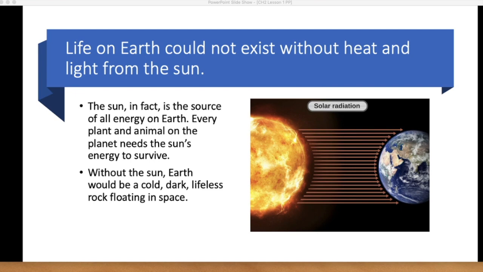I like this graphic here. It shows solar radiation. Solar radiation just means that this is the heat that is radiated by the sun onto Earth.